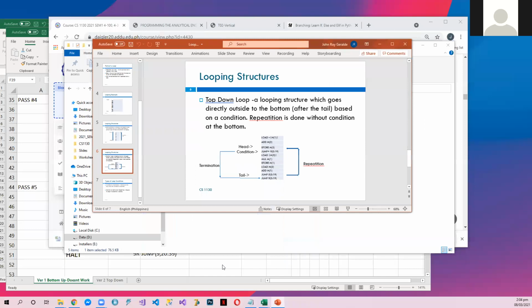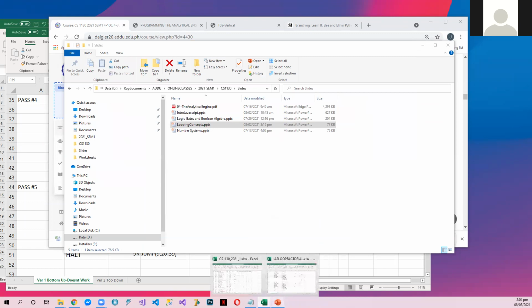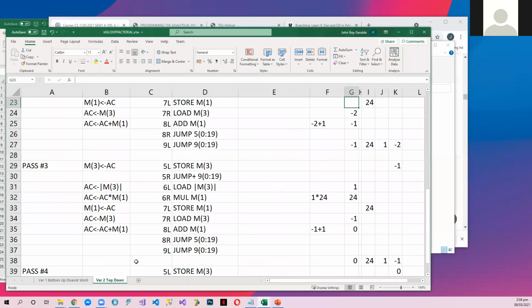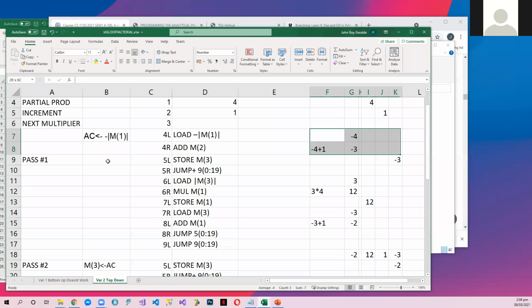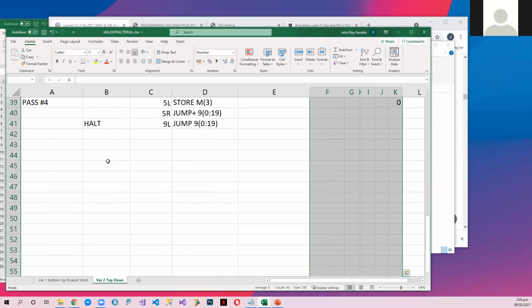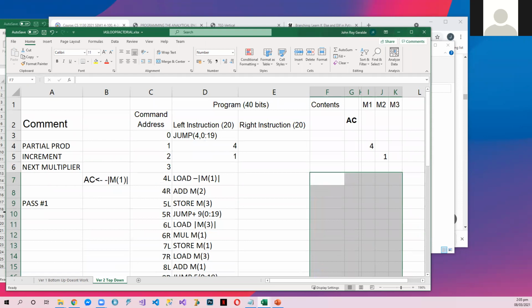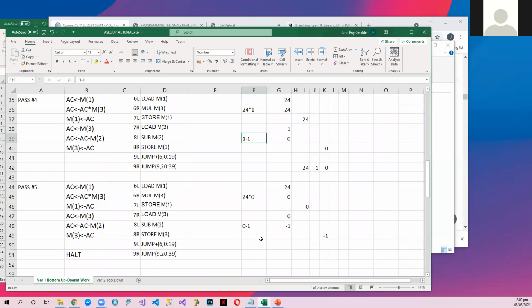So we will change the logic, because the logic will not work. The program that I've shown you is a top-down program. Let me erase this. This is the top-down version of the program that we have to rewrite, because we know that this bottom-up loop does not work, because jump plus doesn't behave exactly like CB.